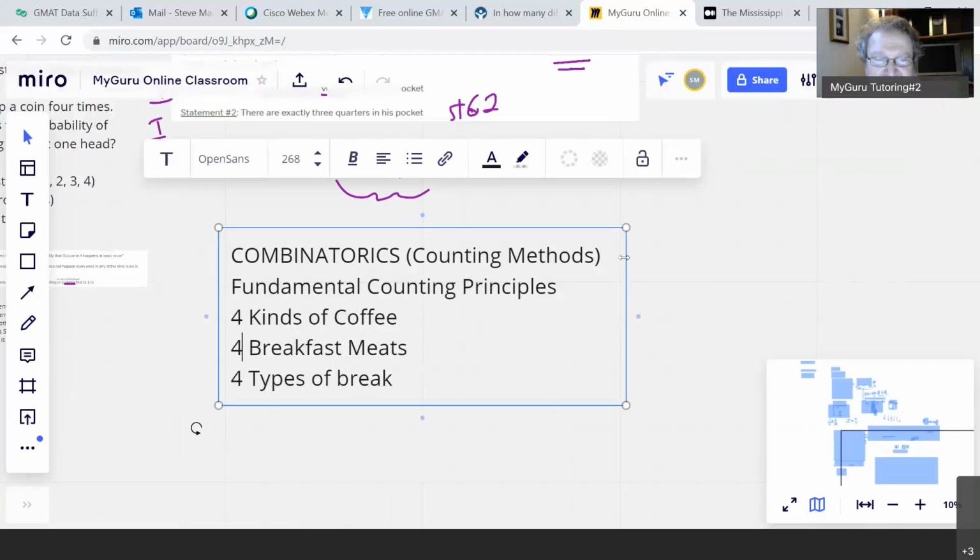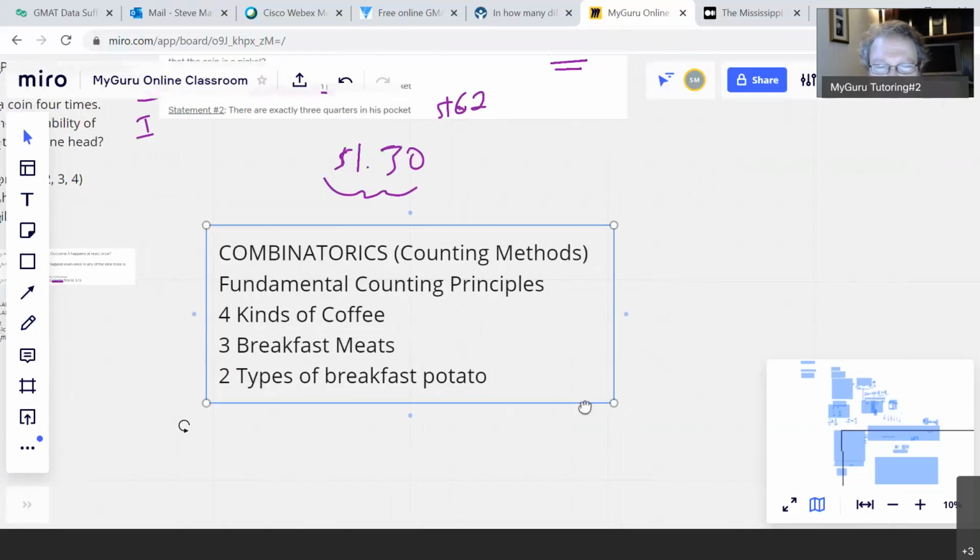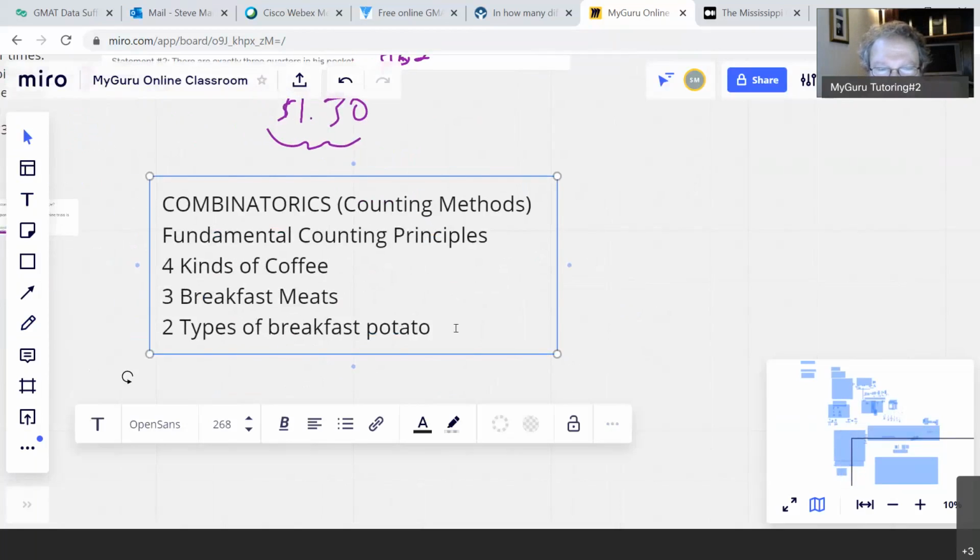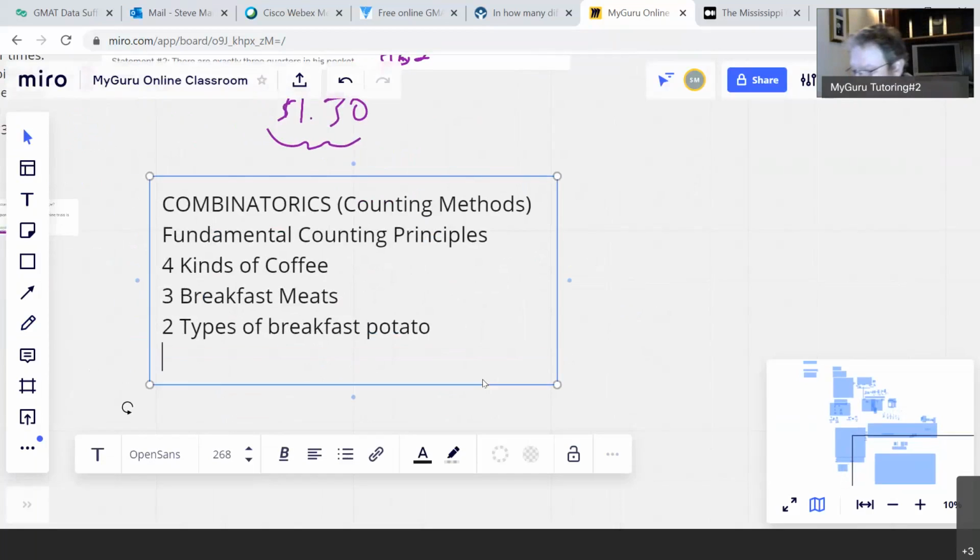Actually, no, not 4. Let's do 4, 3, and 2. This is pretty random. All right. 4 kinds of coffee, 3 breakfast meats, and 2 breakfast potatoes. There's decaf, there's some kind of dark Colombian coffee. With the breakfast meats, maybe there's a ham and a steak or something. How many different breakfasts could I make? This is going to be pretty straightforward. It's simply going to be 4 times 3 times 2, because everything can be grouped with everything else. So you have a total of 24 different arrangements.